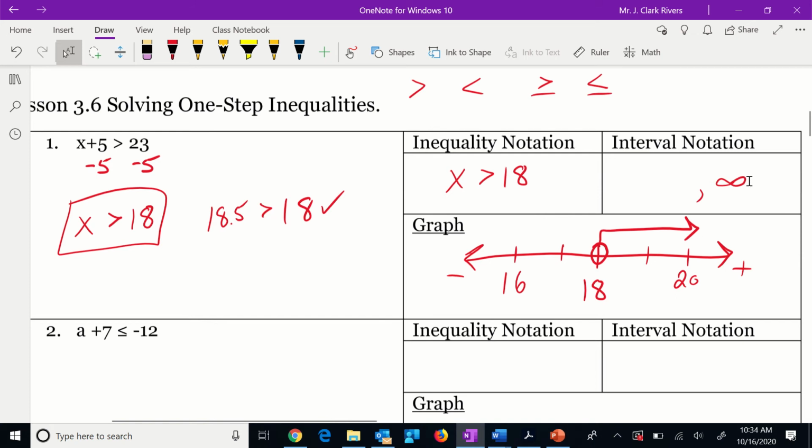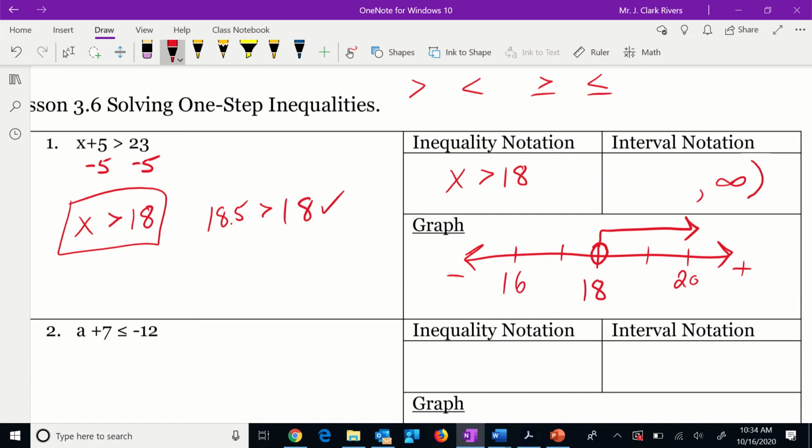Now infinity is not a location. You do not end up at infinity. You don't go down the number line and say, now I'm at infinity. So infinity is not included in our answer because we can't get there. It's not a destination on the number line. Infinity always gets a parenthesis like this.